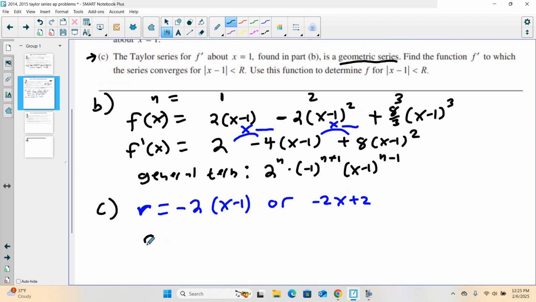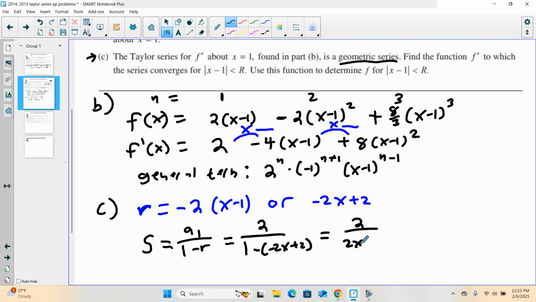Now we know something even more, which is that the sum of an infinite geometric series is the first term divided by 1 minus the ratio. If we look at f prime of x, we know the first term is 2, and then we just found the ratio is negative 2x plus 2. So if we simplify this a little bit, 2 over, this would become a positive 2x, and we'd have 1 minus 2 is negative 1. So 2 over 2x minus 1, that is f prime of x. That is our function.